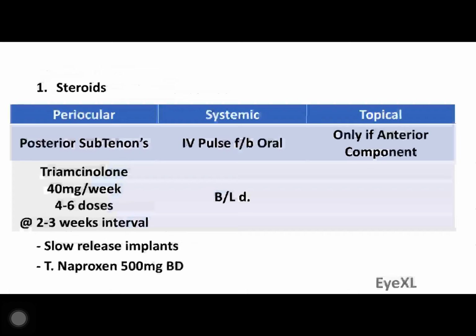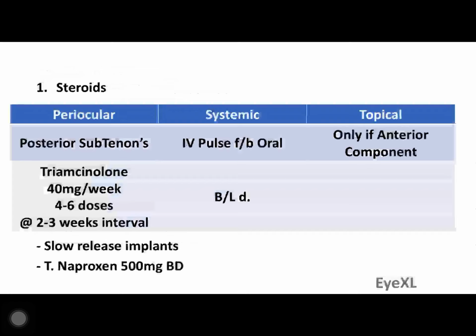So if it's a bilateral disease, you would prefer an IV pulse methylprednisolone therapy, usually 1 to 1.5 grams per kg per day, which is followed by oral steroid therapy and tapered over a period of time. Topical steroids are used only if there is an anterior component. For example, if it is a patient of Lyme's disease, you would consider starting topical steroids as well, because those patients show a very severe acute anterior uveitis reaction.